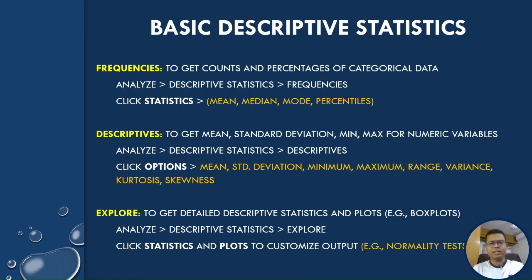So there are some basic types of statistics. Number one, the frequency distribution. For the frequency distribution, please keep in mind when your data is categorical data. So to get count and percentage of your categorical data, once again, categorical data, then you can use the frequency analysis.